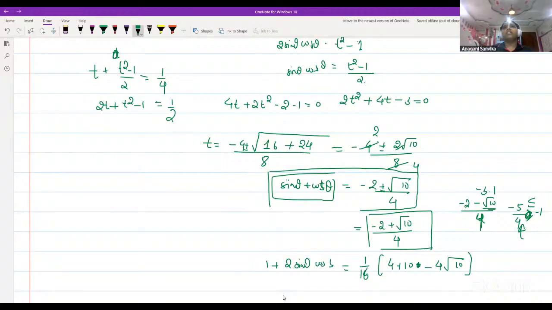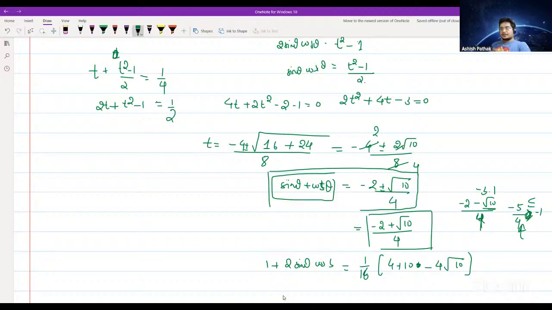Yes, sir. Can you do matrices also? Yeah, we will do matrices after this. We will do matrices and then we will do determinants after this.